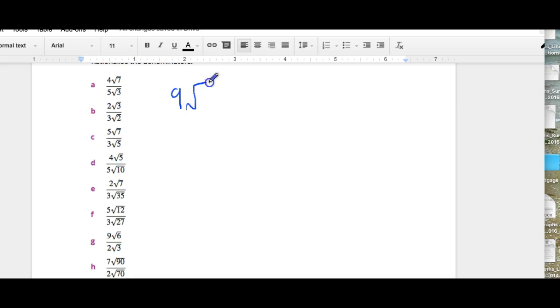So we've got 9 root 6 over 2 root 3. Now with this one here, I wouldn't even bother rationalising the denominator. I mean, you can, but you're creating more work for yourself.